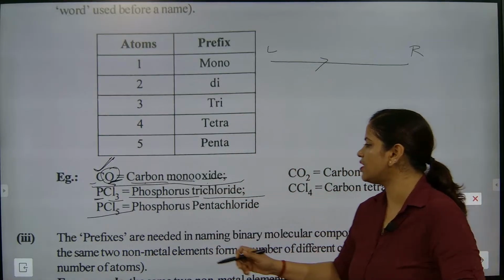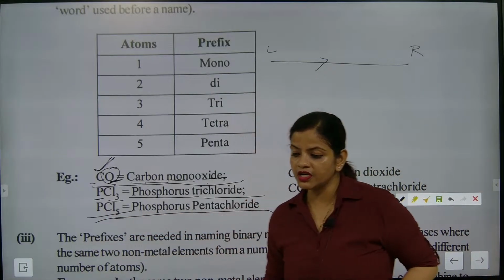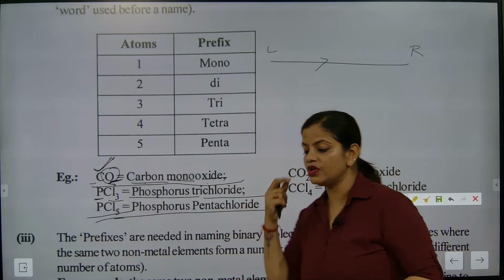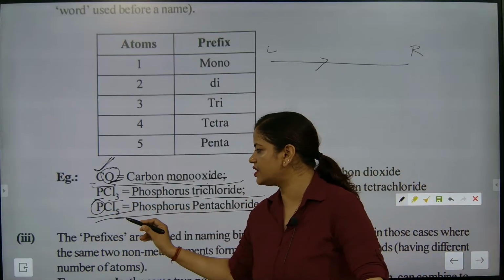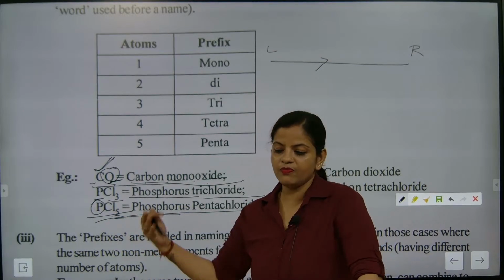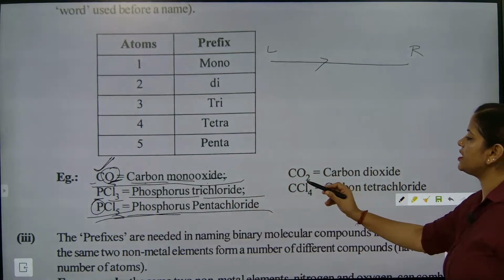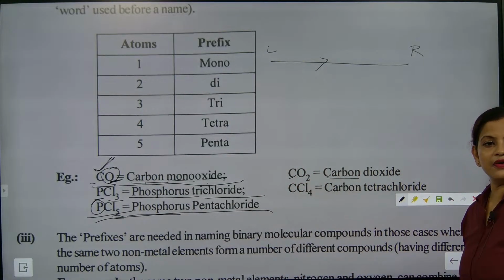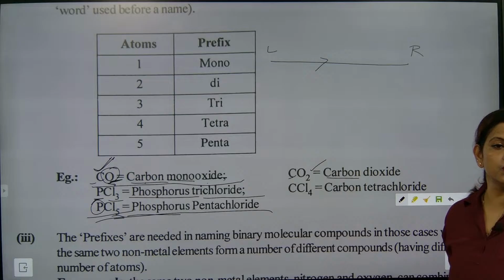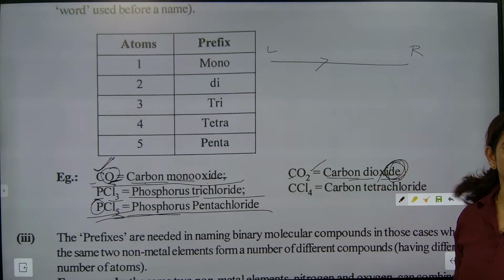Next is penta. Phosphorus pentachloride. Phosphorus, the first one, is less electronegative, so you write the full name. After that, how many atoms are there? Five. Five means penta. So phosphorus pentachloride. Now next is carbon, same carbon. After that, how many oxygen are there? Two. So carbon dioxide. You saw the ide.